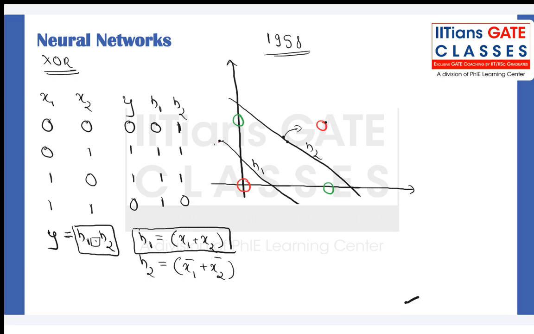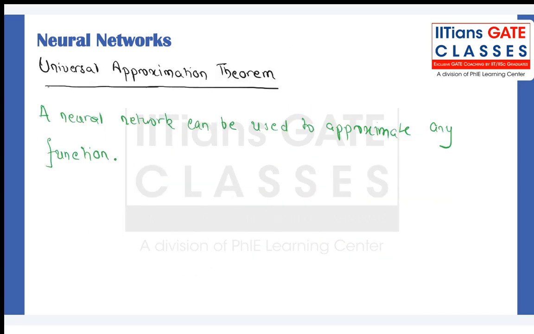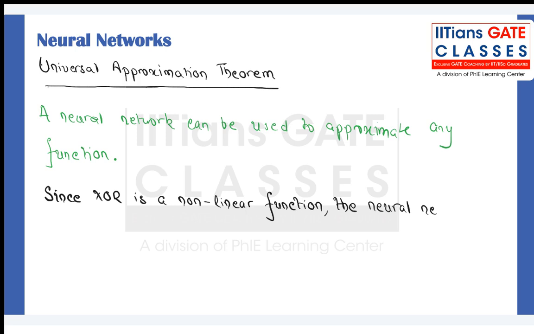So let me write this down also. Since XOR is a non-linear function, the neural network needs a hidden layer for its approximation.